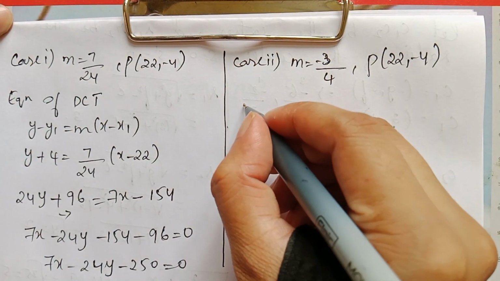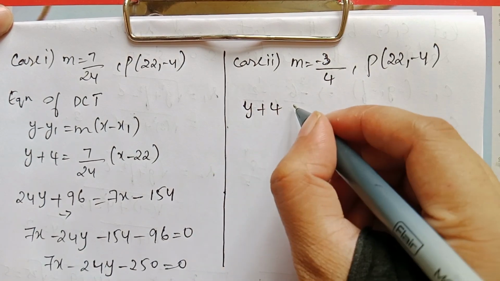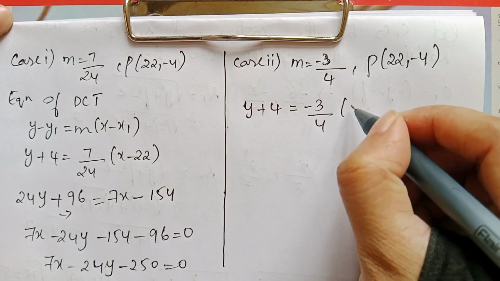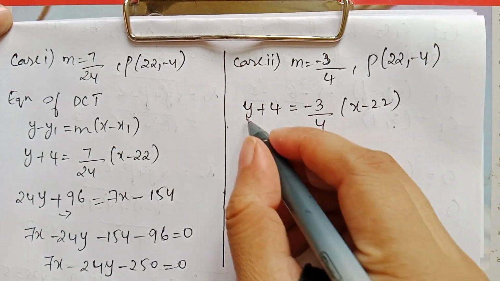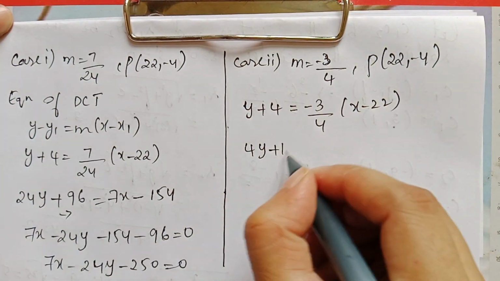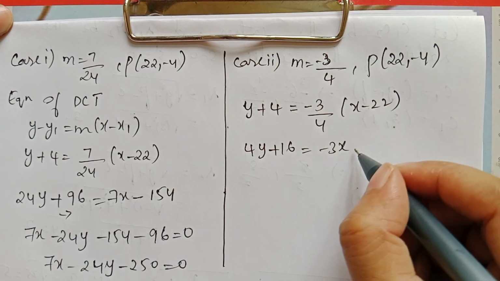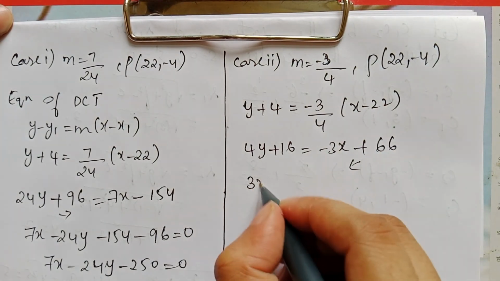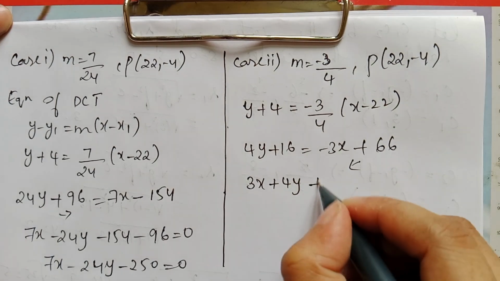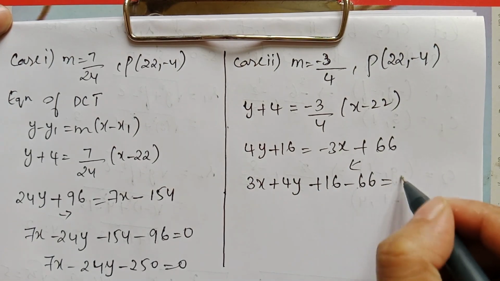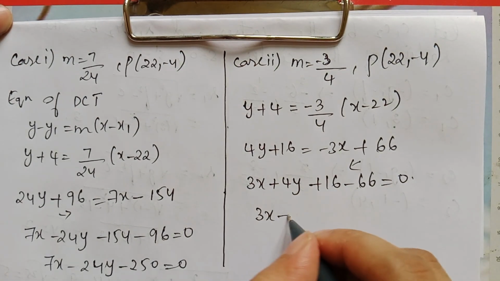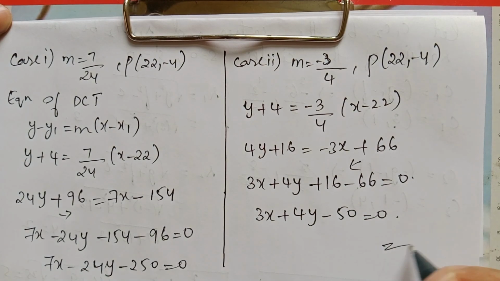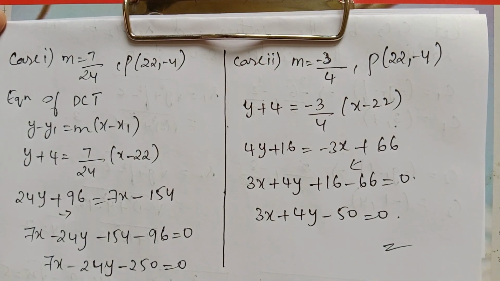Similarly here, y plus 4 equals minus 3 by 4 into x minus 22. Multiplying by 4, it is 4y plus 16 equals minus 3x plus 66. Transposing there, it is 3x plus 4y plus 16 minus 66 equals 0. So it is 3x plus 4y minus 50 equals 0 is the required answer.